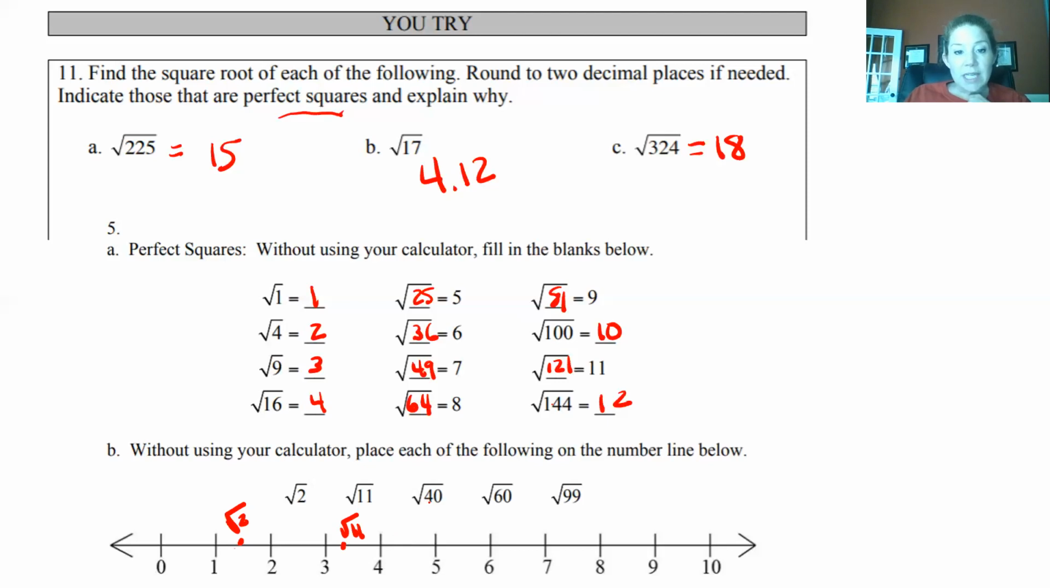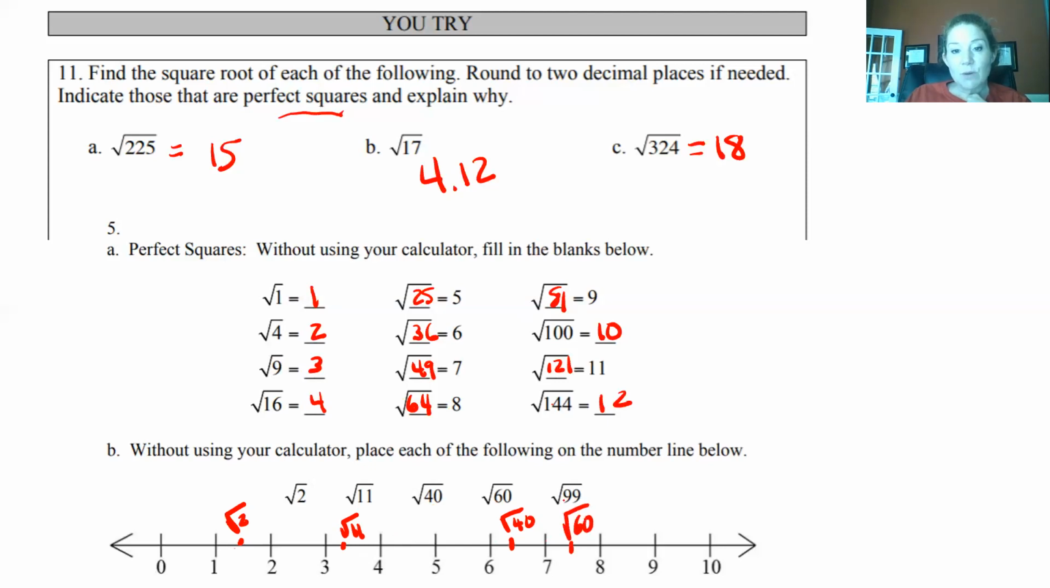Square root of 40, well, where do we find 40? Between 36 and 49, which means the square root of 40 has to fall between 6 and 7. Probably, I don't know, maybe a little bit closer to 6. So there's the square root of 40. Square root of 60 has to be between 7 and 8 because 60 falls between 49 and 64. So between 7 and 8, we'll find the square root of 60.